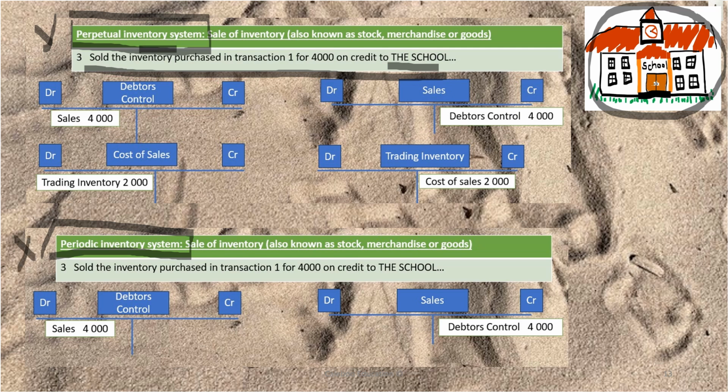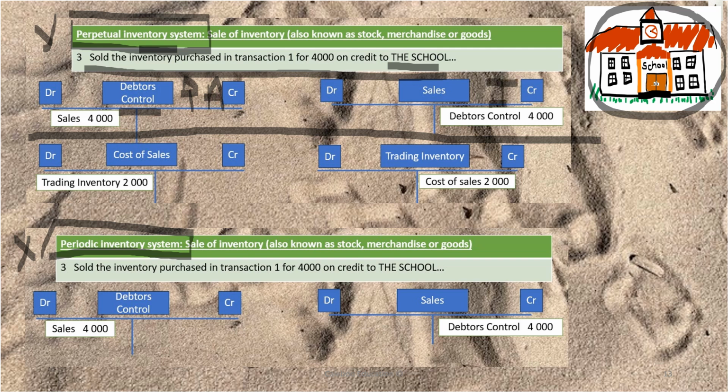So in the perpetual inventory system, there are 2 parts. Part A, record the sale. The account that was debited was debtors control, accounts receivable, increase in asset. The account that was credited was sales, increase in income. We calculated the cost of the sale. Cost of sales is an expense, and increase in expense, cost of sales was debited.